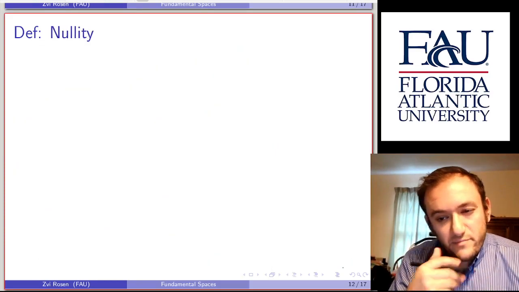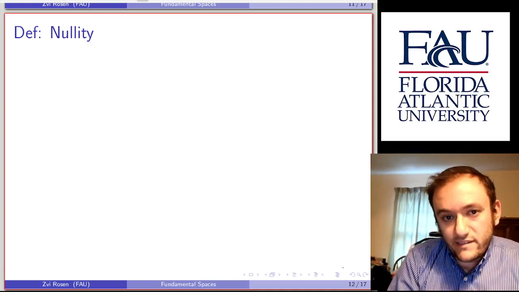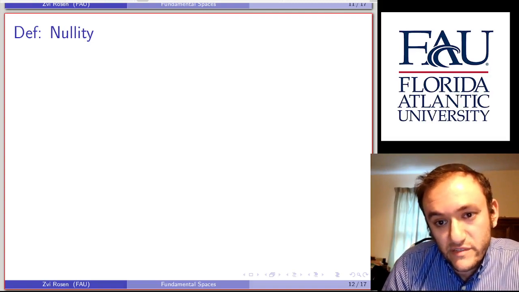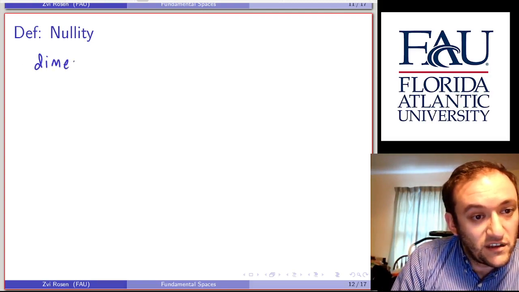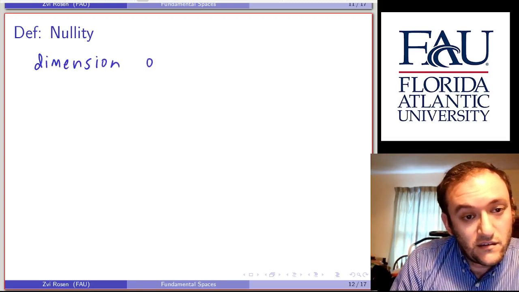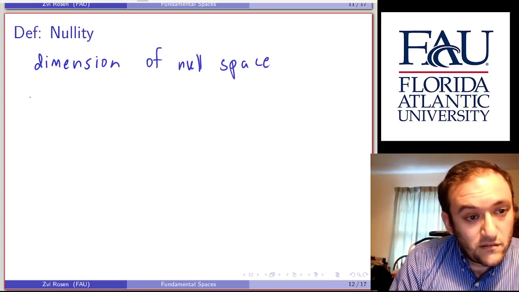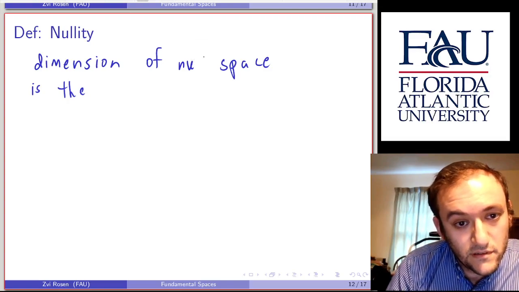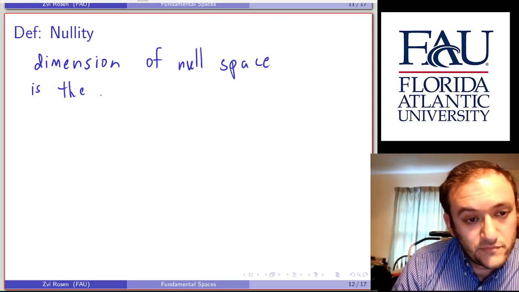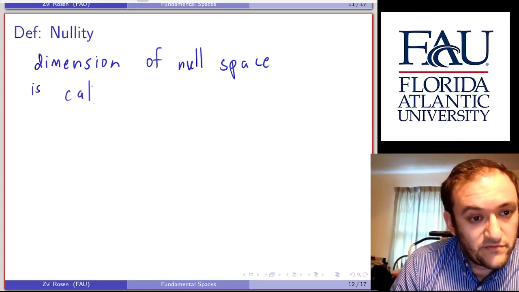So we've talked about the dimension of the column space and the row space, but there's one other space that we didn't reference in terms of its dimension, and that's the null space. So the dimension of the null space is called the nullity of the matrix.